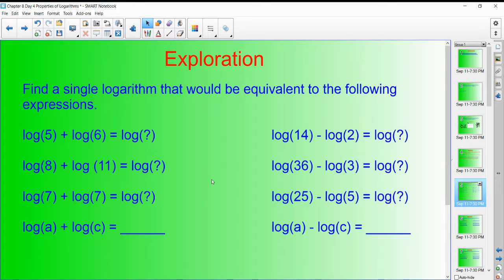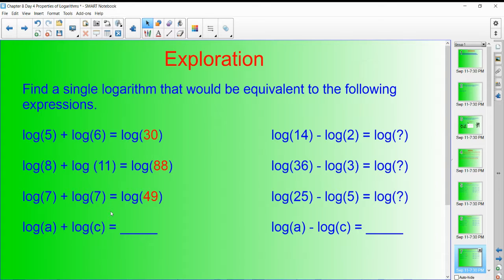Okay, so you're just beginning to get them probably. Maybe you got the first one as log of 30. Log of 5 plus log of 6 equals log 30. It'll be the same decimal. Now you start expanding and saying, okay, log 8 plus log of 11 equals log of 88. You might have tried log of 19, but that doesn't work. So you have log of 88, and log of 7 plus log of 7 is log 49.